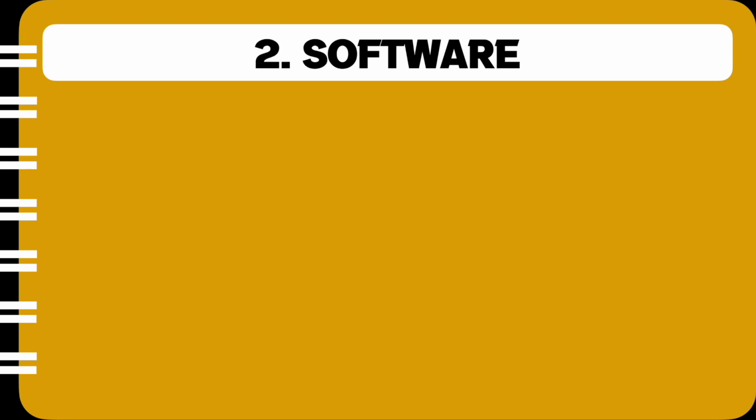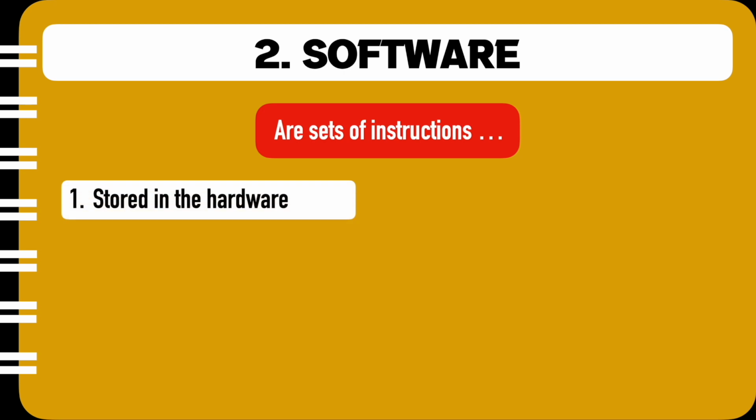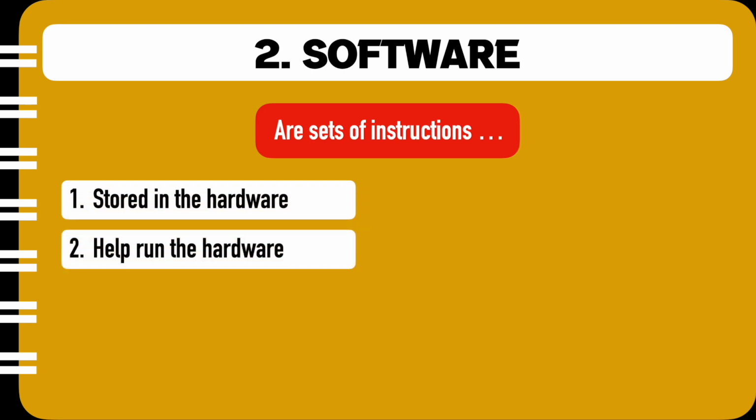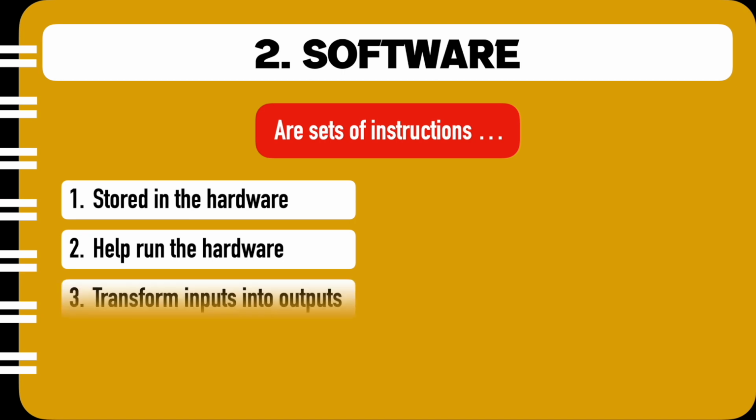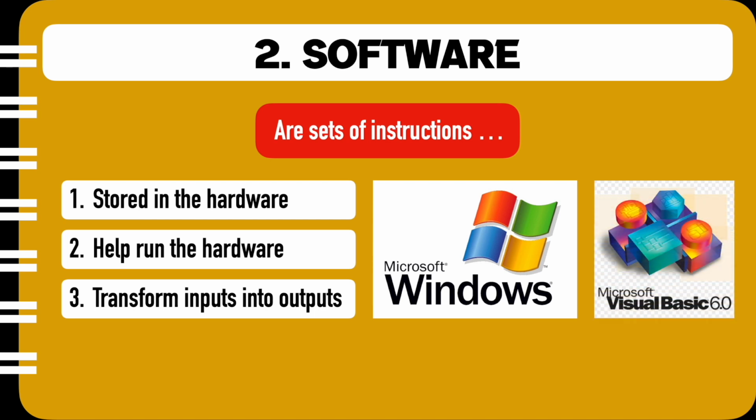The next one is software. Software are a set of instructions which are, first of all, stored in the hardware, and then it helps to run the same hardware where it is stored. It transforms inputs into outputs. Here are some examples. We have operating systems and we have programming, which comes under software.